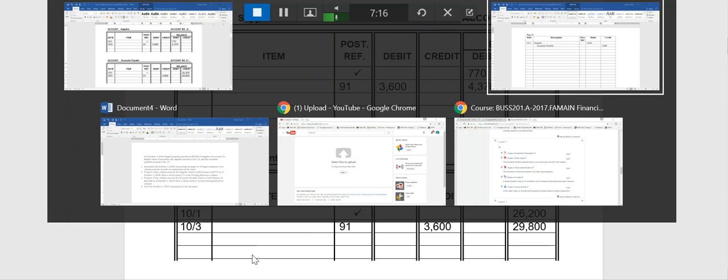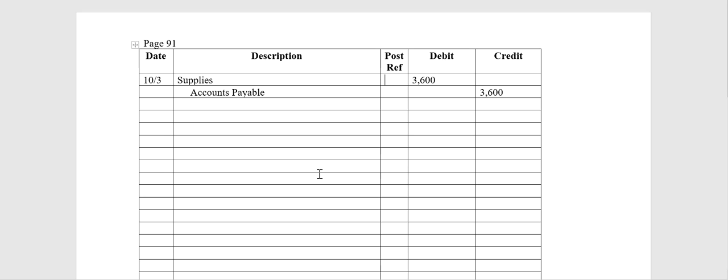We now have to go to our journal and post that we have, in fact, updated the ledger accounts with these transactions. So in here, we reference the account numbers for our two accounts, 15 and 21.